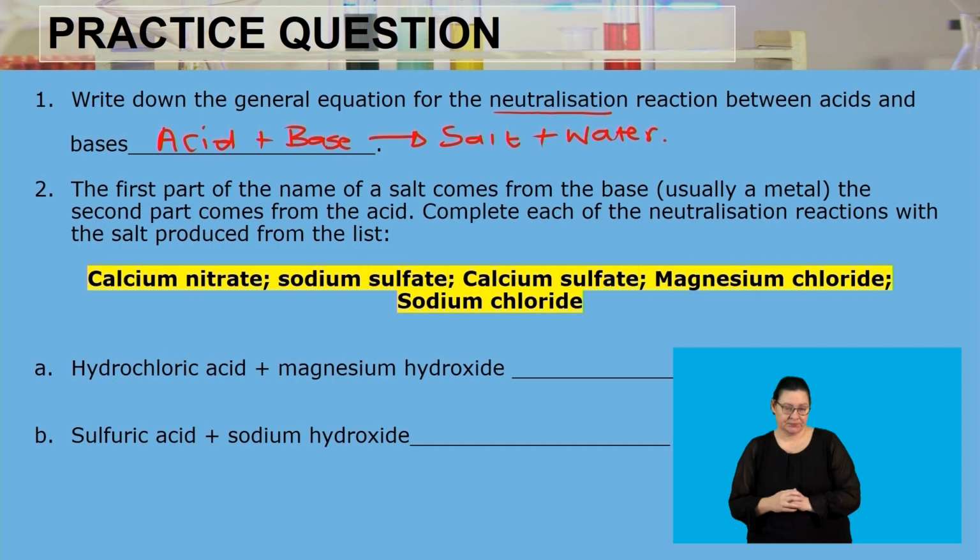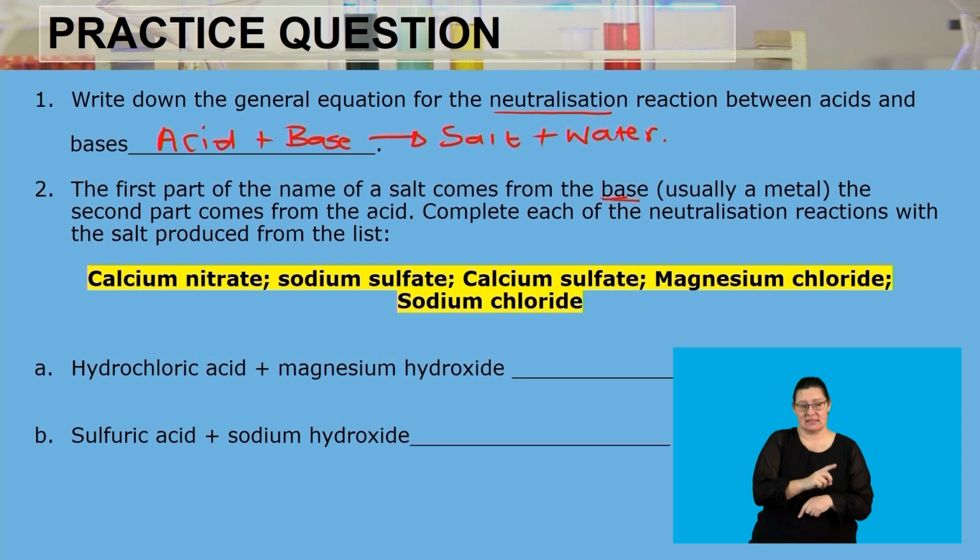Now the next question is telling us that the first part of the name of a salt comes from the base. Very important to note. So the first part of the name of a salt comes from a base, which is usually a metal. Then the second part comes from the acid. So with that in mind, we need to complete each of the following neutralization reactions with the salt produced from the list.